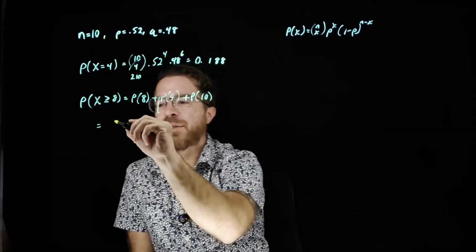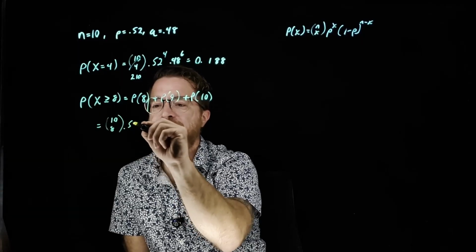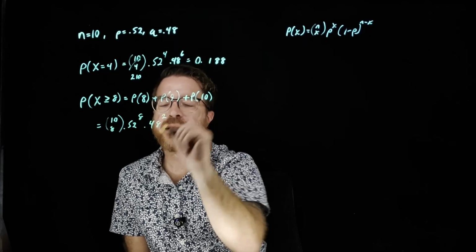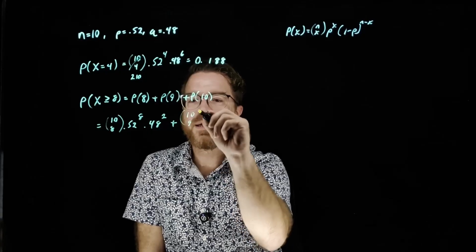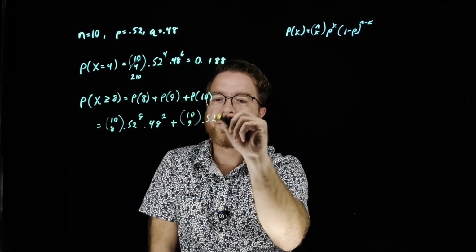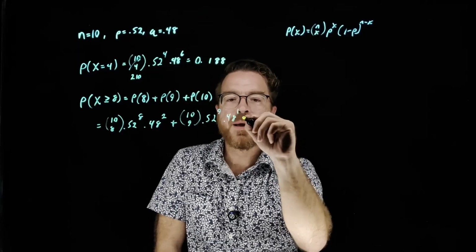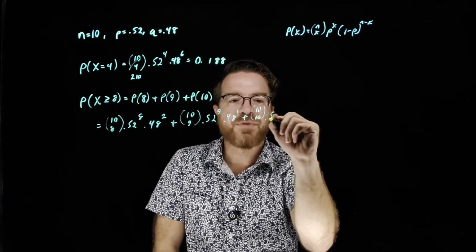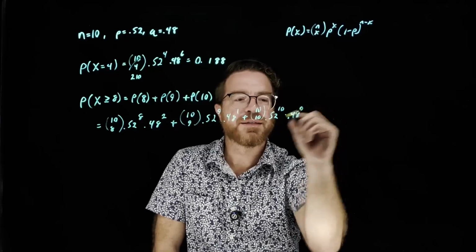So this is going to be 10 choose 8 times 0.52 to the 8th power times 0.48 to the 2nd power, plus 10 choose 9, 0.52 to the 9th power, 0.48 to the 1st power, plus 10 choose 10, 0.52 to the 10th power times 0.48 to the 0 power.